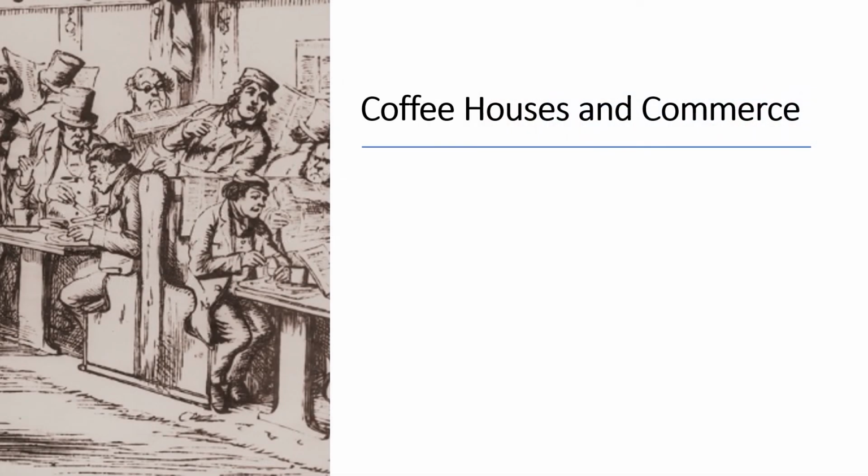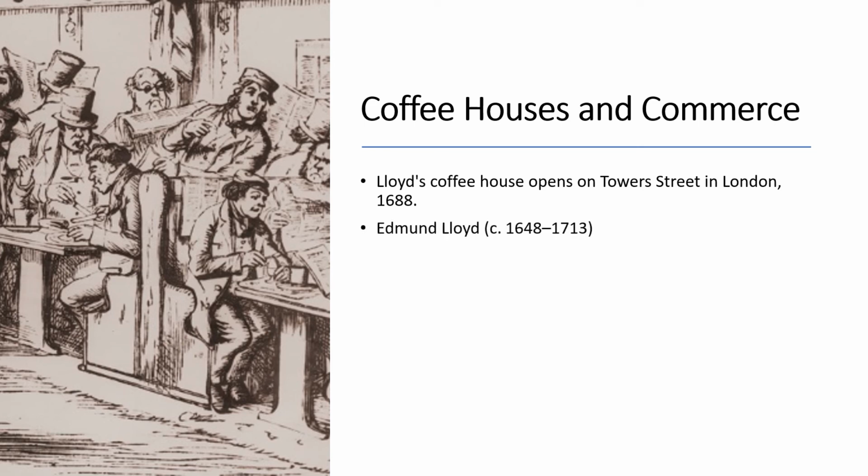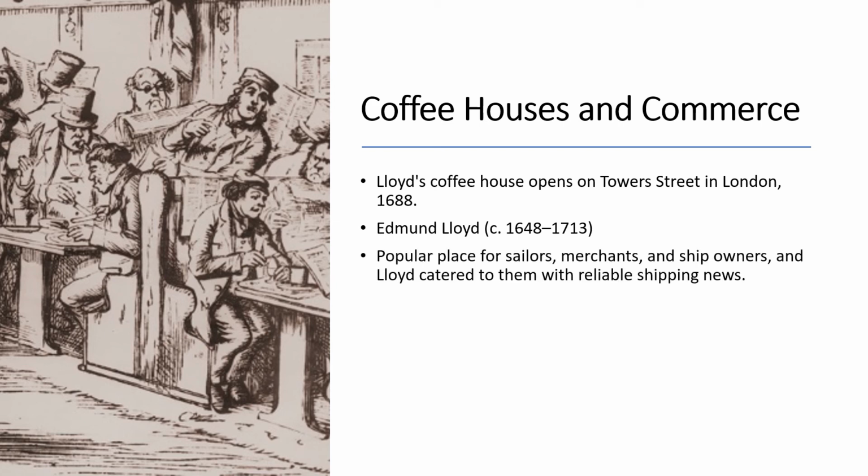So another important coffee house for business was Lloyd's Coffee House, which opened on Tower Street in London in 1688, founded by Edmund Lloyd. Lloyd's Coffee House became a really important place for sailors and merchants and ship owners, and Lloyd catered to them with reliable shipping news. Shipping, in the 17th and 18th century, was obviously a risky business to be in. Ships weren't that great and they frequently sank. And so, if you were in the shipping business, it was really important to know what was going on. So who was importing what, when would it come into port, et cetera.